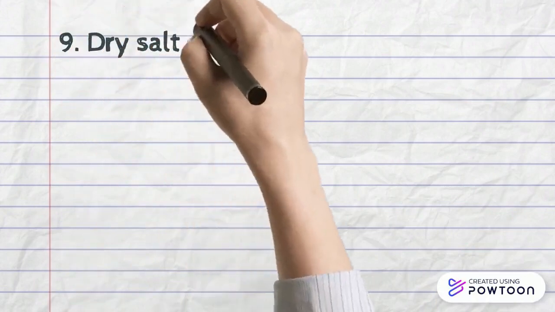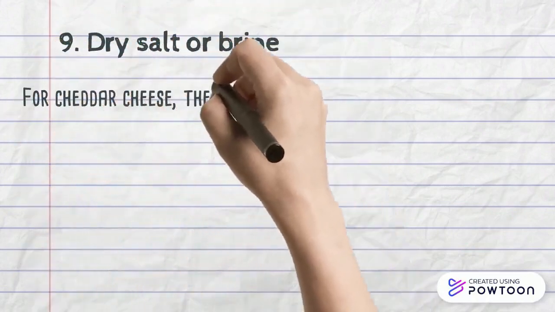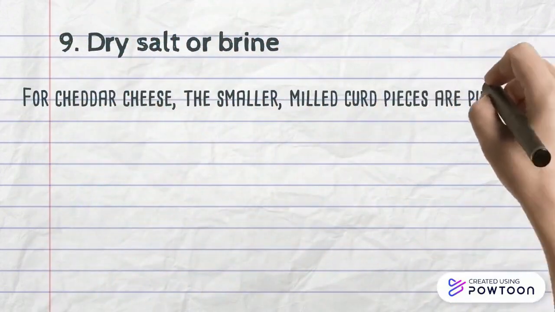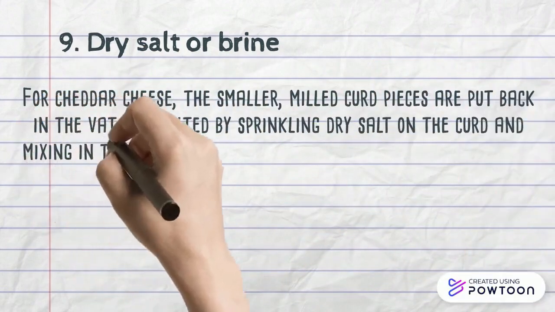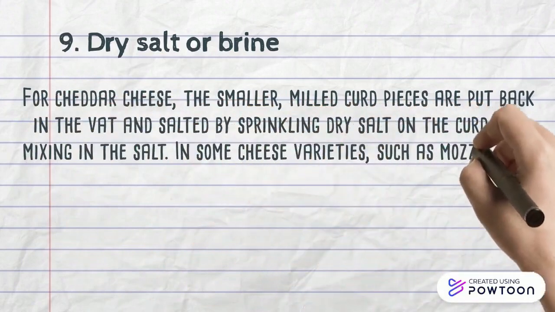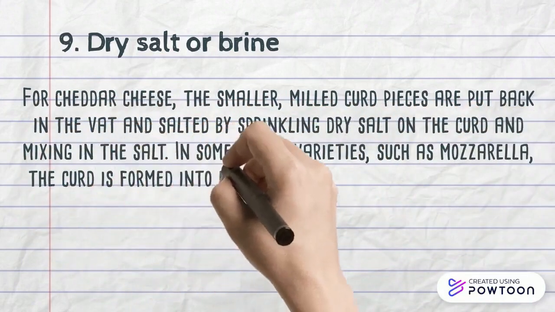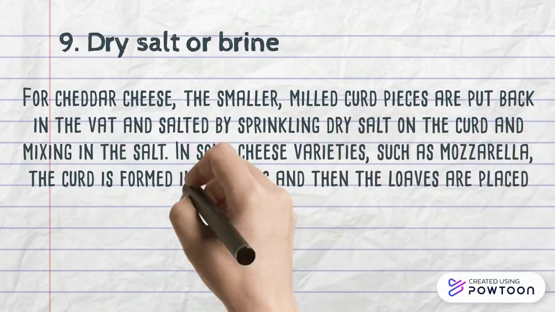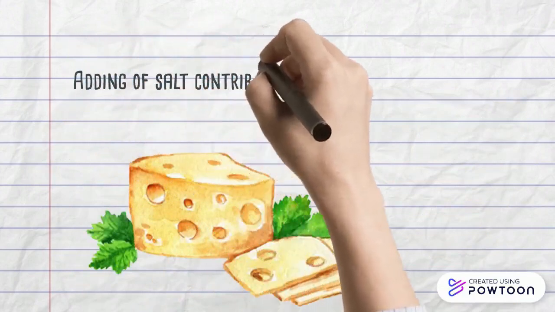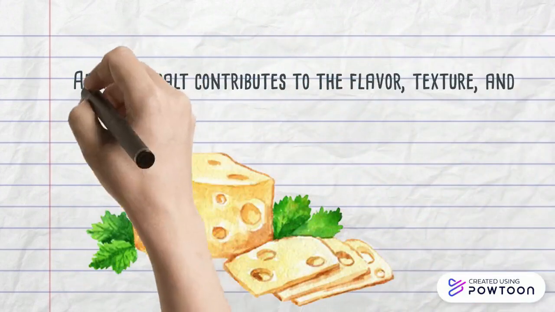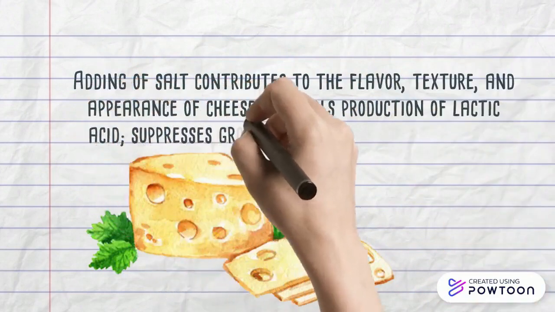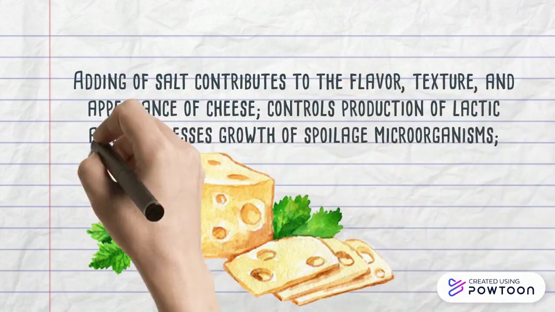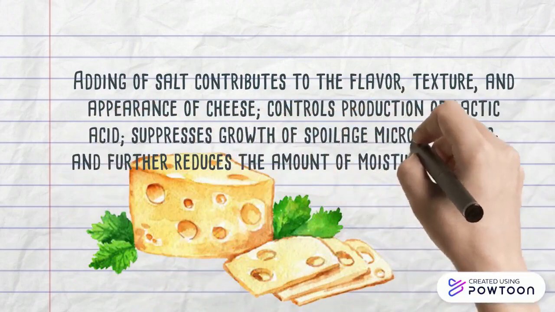Dry salt or brine. For cheddar cheese, the smaller milled curd pieces are put back in the vat and salted by sprinkling dry salt on the curd and mixing in the salt. In some cheese varieties such as mozzarella, the curd is formed into loaves and then the loaves are placed in the brine. Adding of salt contributes to the flavor, texture and appearance of cheese, controls production of lactic acid, suppresses growth of spoilage microorganisms and further reduces the amount of moisture in finished cheese.